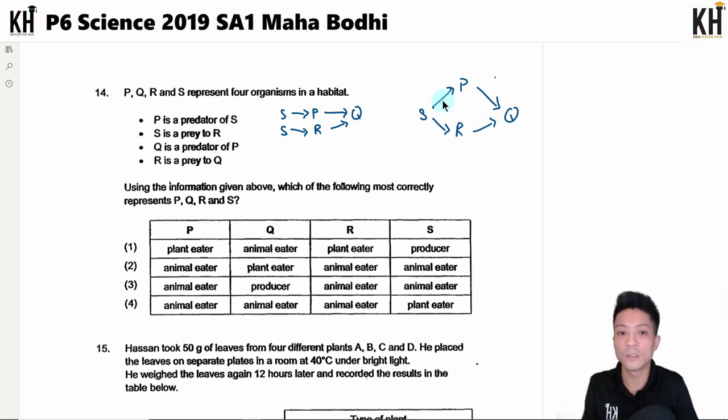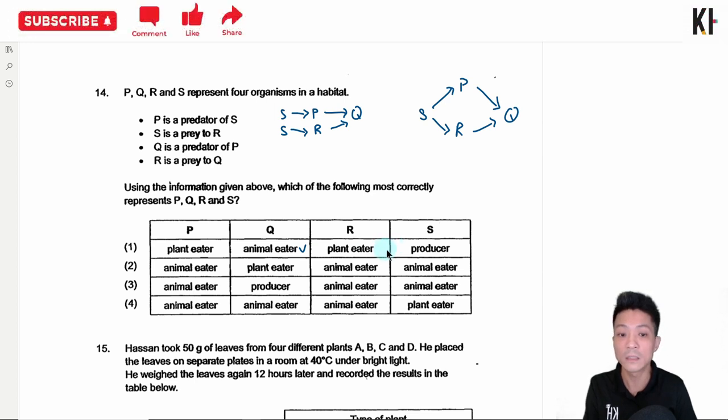Okay, I'm not so sure if S is a plant or not, so let us check the rest. Q is an animal eater, R is a plant eater, maybe. S is a producer, okay, maybe. Let us keep this option one open.